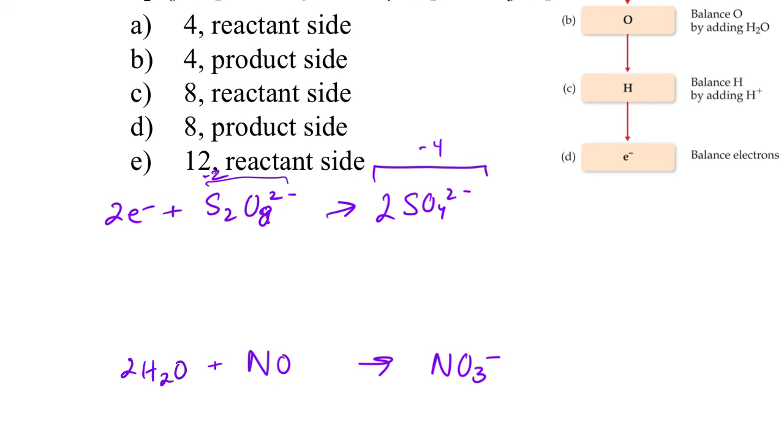In adding the water, we've added hydrogen, so we need to account for that on the product side of the reaction. So we've added 4 hydrogen to the reactant side. We need to add 4 hydrogen in the form of H+ to the product side.